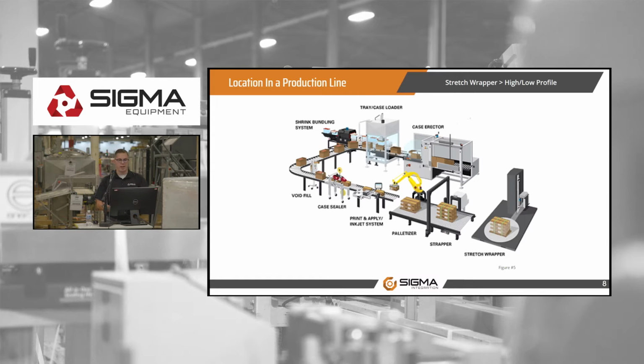Location of production line, like I said, you've got your case erector, your tray and case loader, your shrink bundling system feeding into that. You may have your case sealer, labelers, then you'd have your palletizers, strappers, and then like I said at the end, you'd have your stretch wrapper.